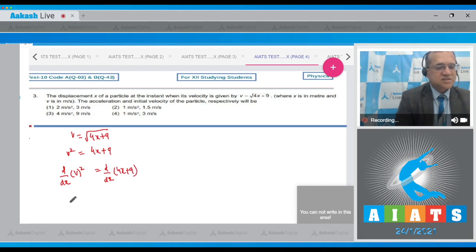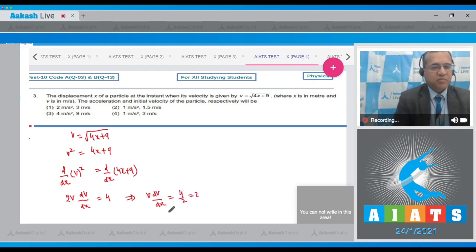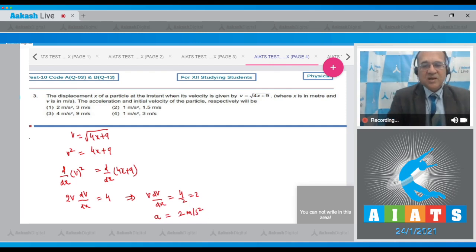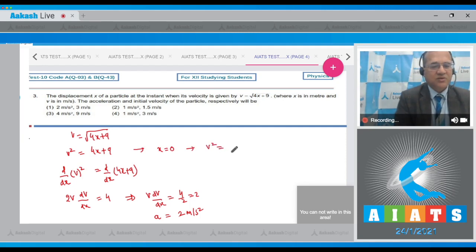Now the derivative on the left side is equal to 2v into dv by dx, right? And that on the right, the first term is 4 and then the derivative of 9 is 0. So it's 4. And v into dv by dx is 4 by 2, so that is equal to 2. But if you remember, then v into dv by dx is called the acceleration. So acceleration is 2 meter per second square. Now in this expression, v square is this. Then for the initial velocity, x is put to be 0. So v square is equal to 9. So v is equal to plus minus 3. So v will be 3 meter per second. And your option is acceleration 2 meter per second square and velocity 3 meter per second. And the first is the answer to this question.